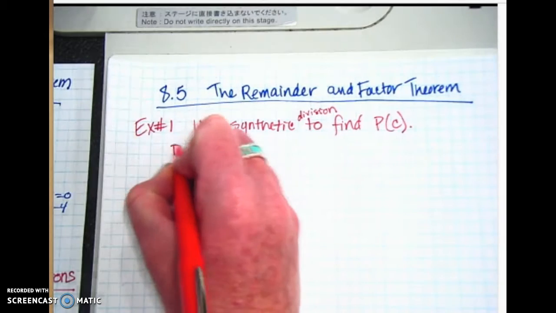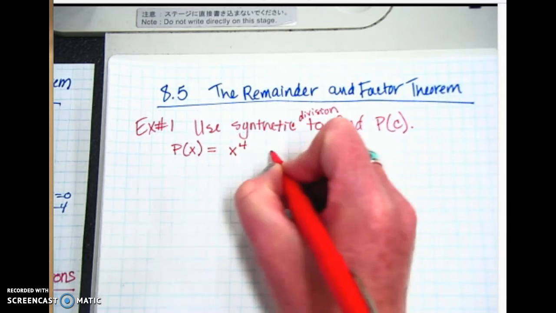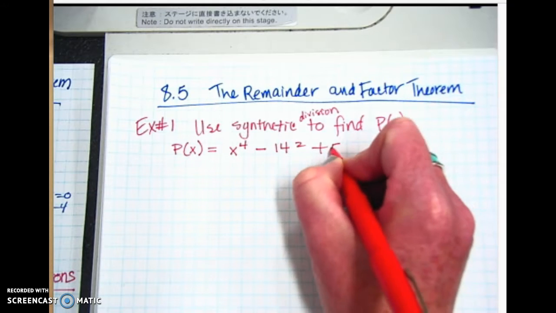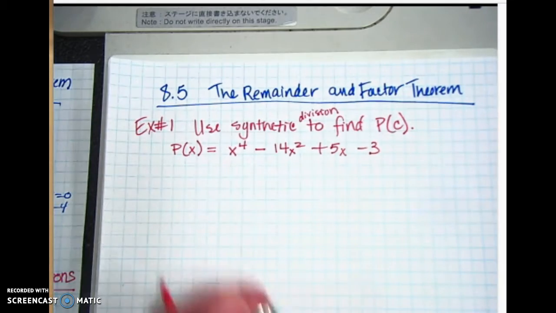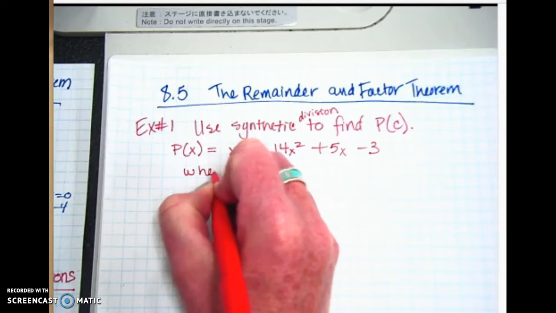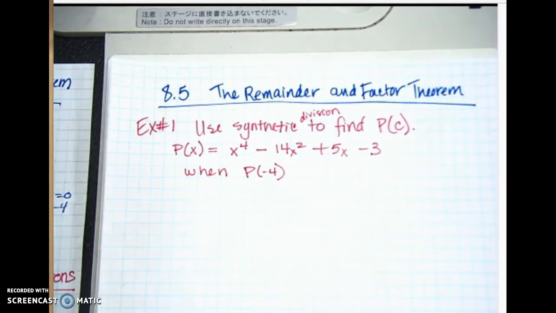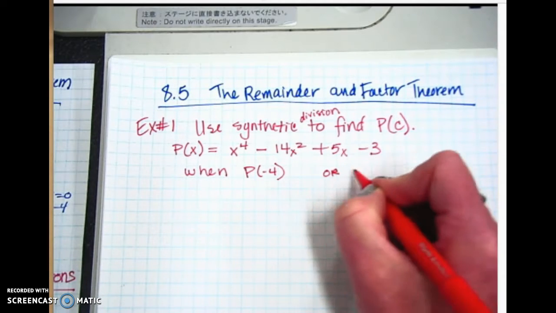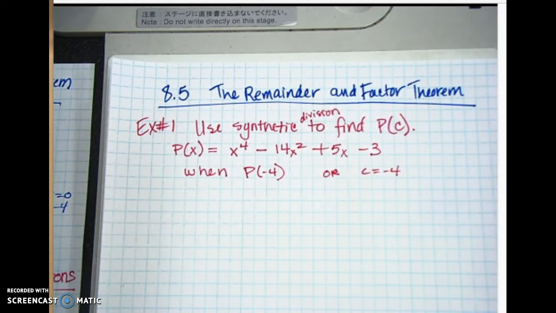They're going to give you an equation, something like this one right here, x to the fourth minus 14x squared plus 5x minus 3. Then they're going to give you a number to plug in. So they're either going to say P of -4, so you would plug in that number, or they might say C is equal to -4. It just depends on the question how they're going to give you the number.